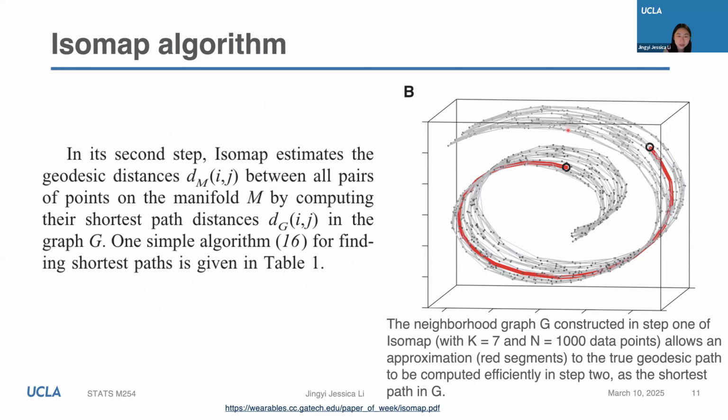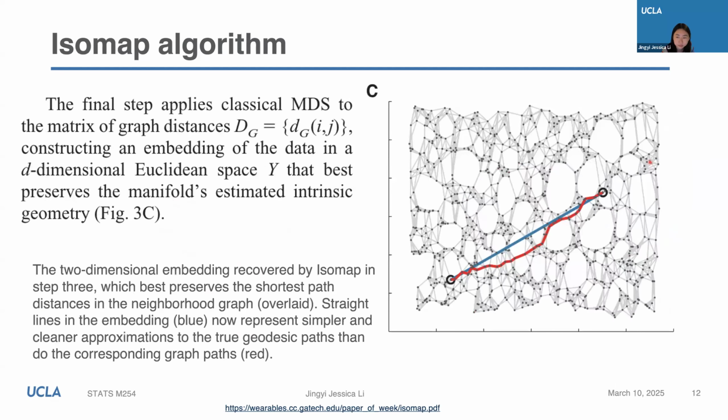In the second step, you will basically estimate geodesic distance using the graph. So what is the idea? Since every point is connected to one more point, every two points on the manifold must have a path that you can go from one point to another point to another point until you reach this point. And the shortest path in this graph is used to approximate or estimate the geodesic distance. So basically you find the geodesic distance between two points, and the shortest path follows the red line.